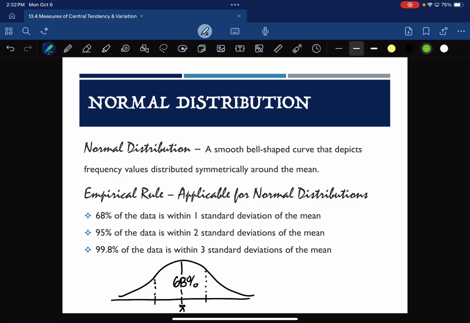And then if we go out, I'm going to change colors so that we can distinguish. We'll use red. If we go out 2 standard deviations, this piece right here in red, all of this, would be 95% of the data. And then if we go out 3 standard deviations, we'll do purple, all the way from here to here would be 99.8% of the data. It's almost 100.